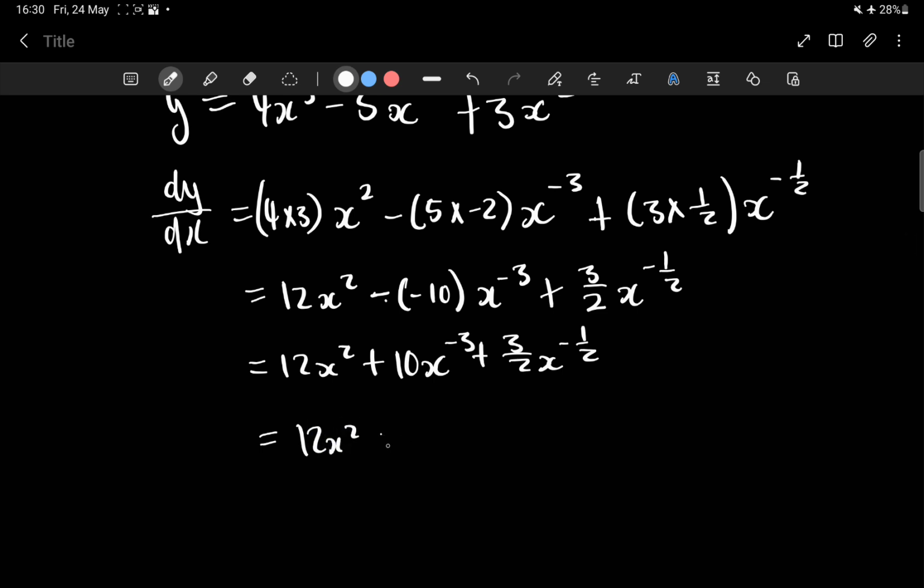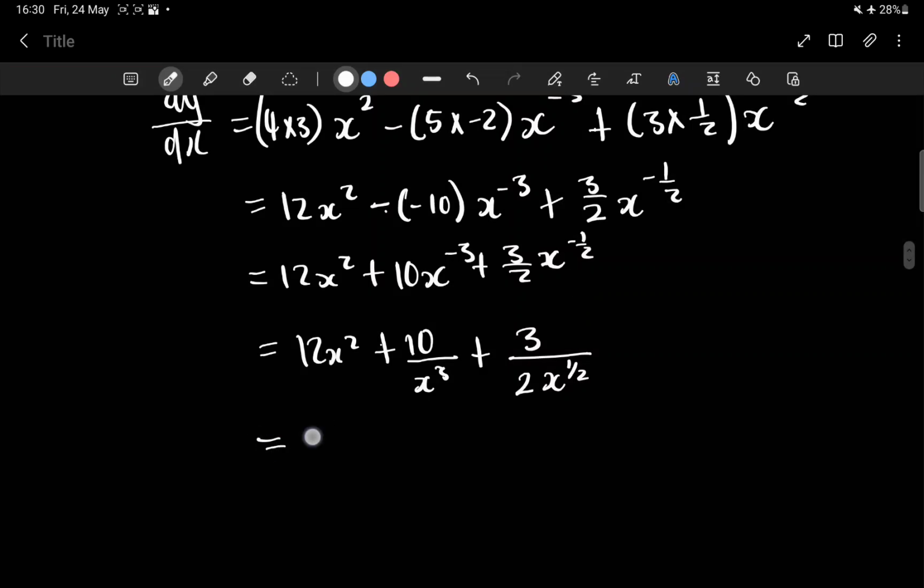It'll be 12x squared plus 10 x to the negative 3. We can put it back in the denominator. It becomes x to the positive 3, plus 3 over 2 x to the negative half. We can put it in the denominator, and 2 is already there in the denominator. X is now going to join him. It becomes now x to the positive half. This time x was here at the center, x to the negative half, but now it is going into the denominator and becoming positive, which we can now say 12x squared plus 10 over x cubed, and then plus 3 over 2 times x to the power of half, which is square root of x, okay?